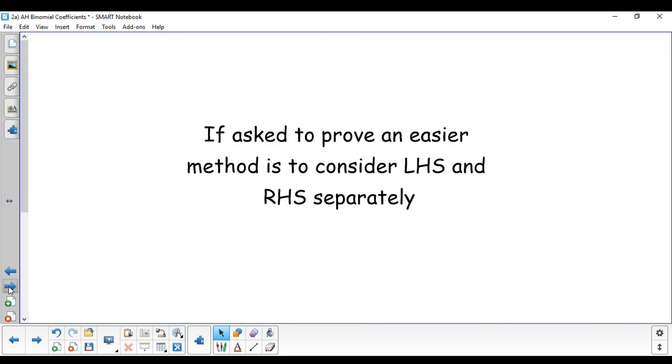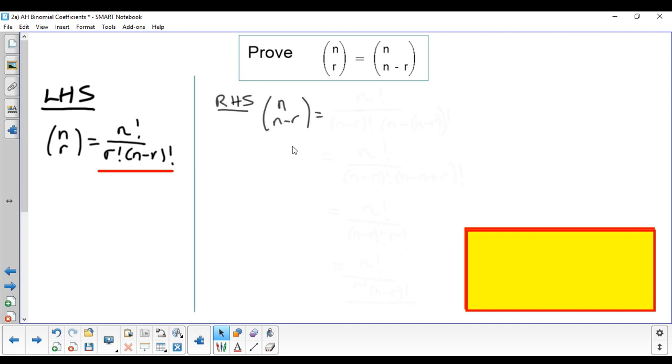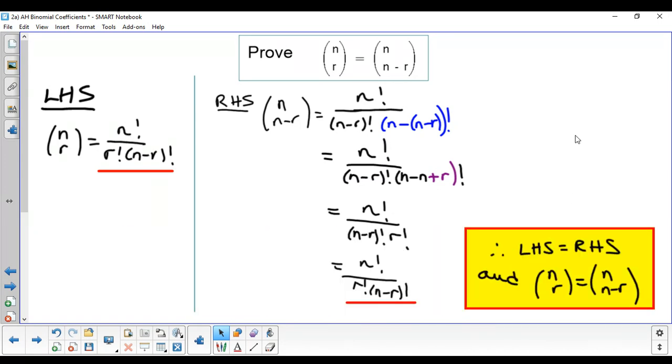If you consider the left-hand side and the right-hand side separately, the left-hand side will just be your normal n factorial over r factorial and (n − r) factorial. If I go to the right-hand side, that will be n factorial over (n − r) factorial, and the difference between them, don't forget a bracket around that. So when you open it up, it's n minus n plus r. What you'll see is the n and the n cancel out, so you end up with r. And then if you just switch the bottoms around, it's actually the exact same. Isn't that easier? So the left-hand side equals the right-hand side.